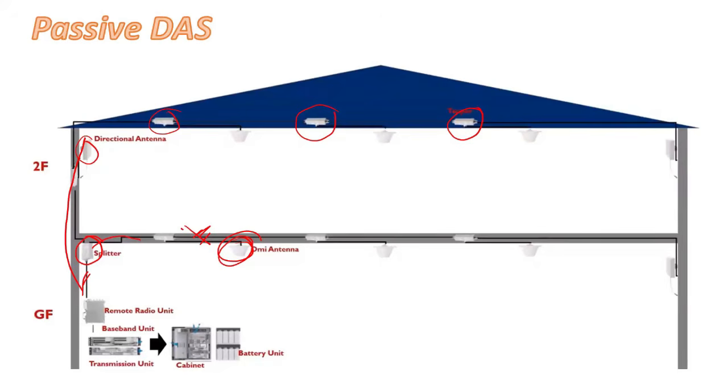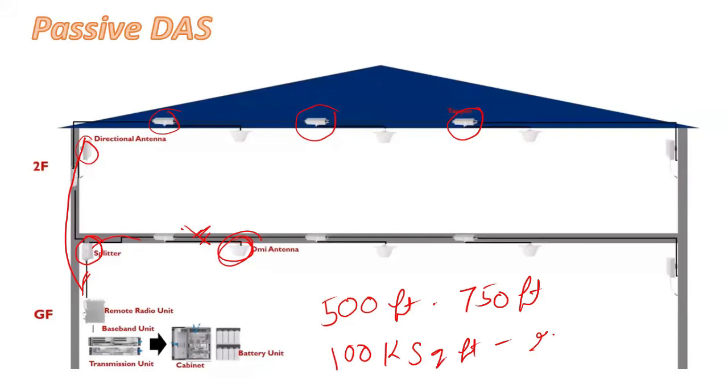And passive network cables usually run maybe between 500 feet to 750 feet. So that's what they use in smaller in-building installations, maybe in the range of 100K square feet to, you can say, 250K square feet, right? So this way you can use this, right?